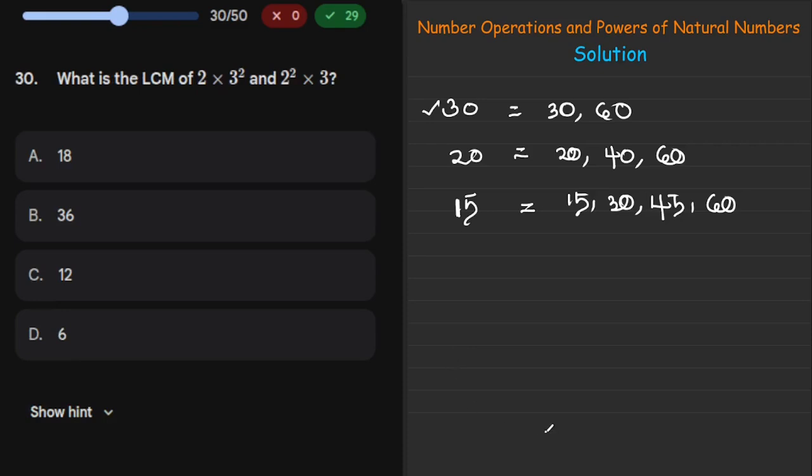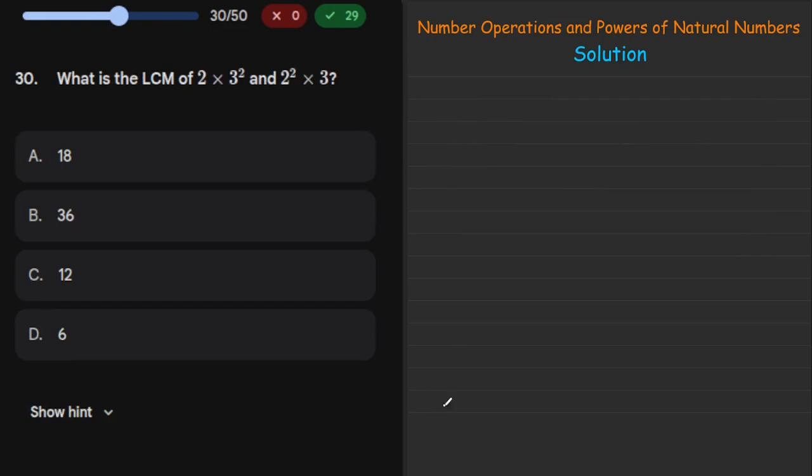Our last question for this section, so that you take some few minutes of break. It says, what is the LCM of 2 times 3 squared and 2 squared times 3? So for LCM, on the other hand, just as we did for the highest common factor, just multiply all the numbers you have present.